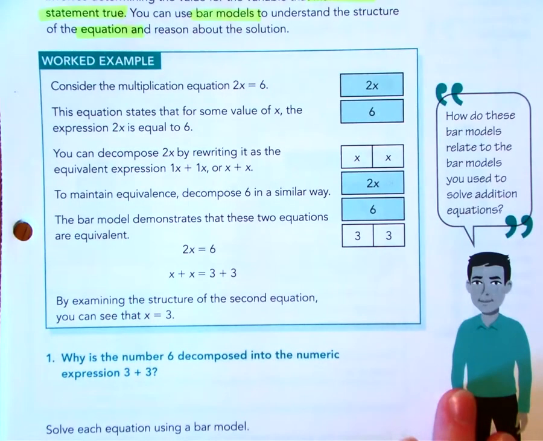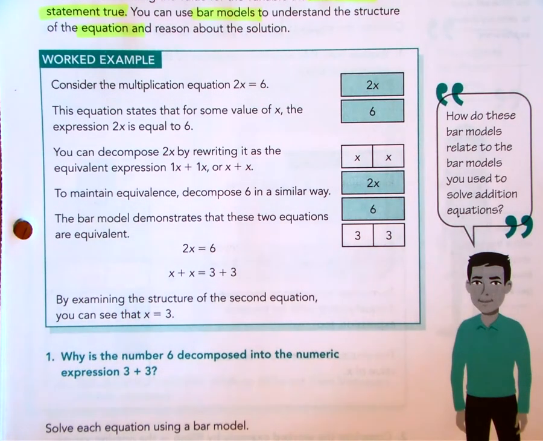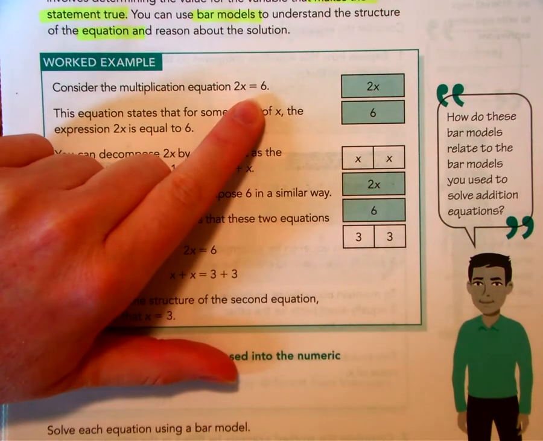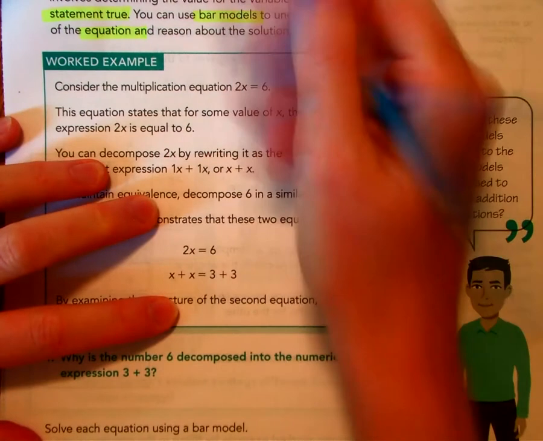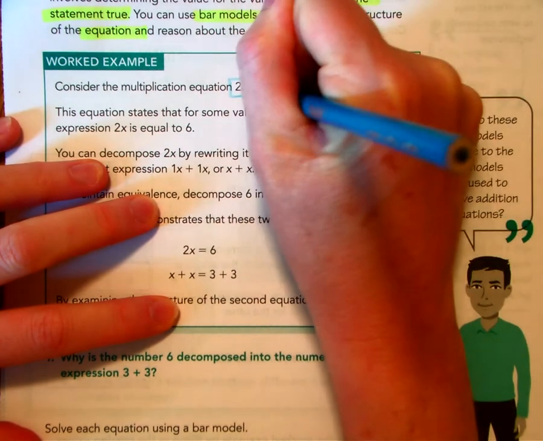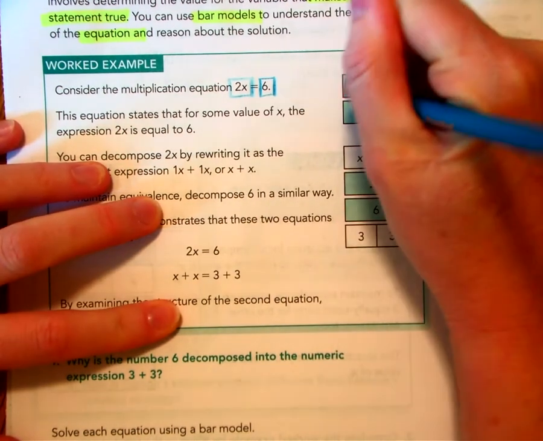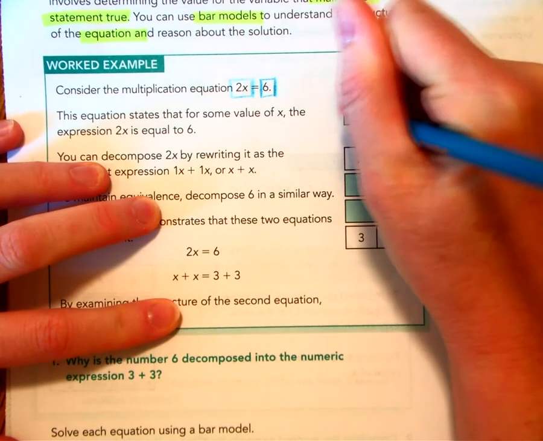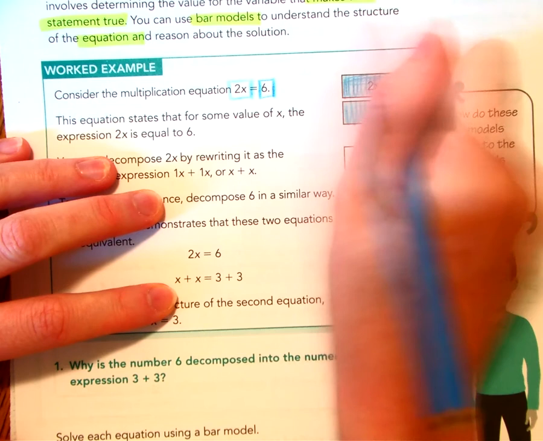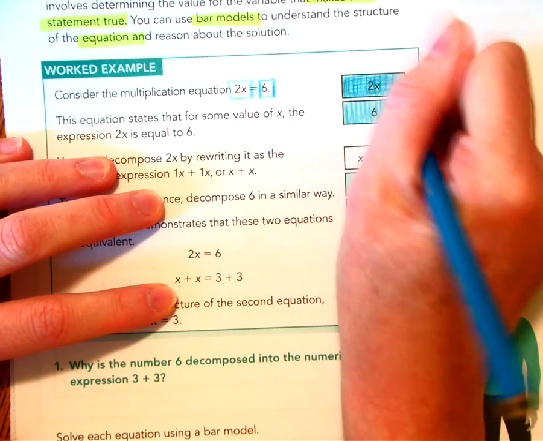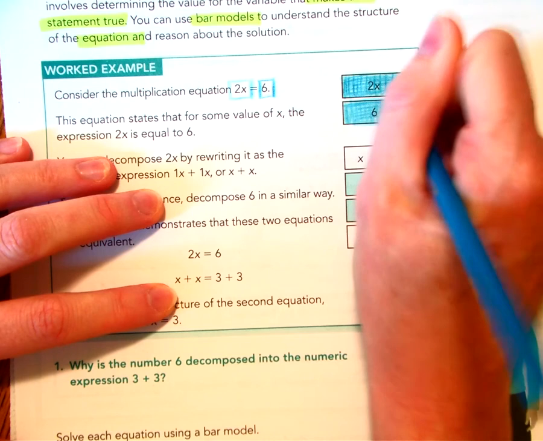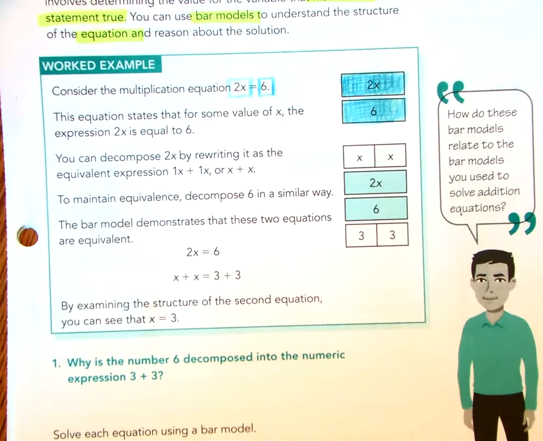Okay, here's a great example. Consider the multiplication equation 2x equals 6. Right, they've got us started here, so 2x and 6 relates to this 2x and this 6. Notice that the bars are similar to when we did addition. They are of equal size, trying to show that they are worth the exact same value.